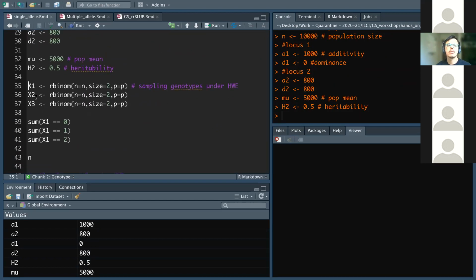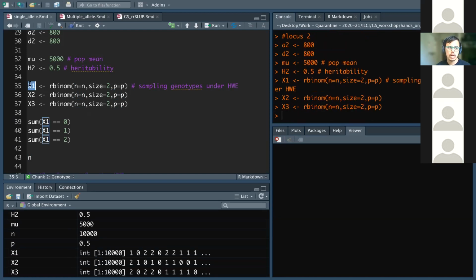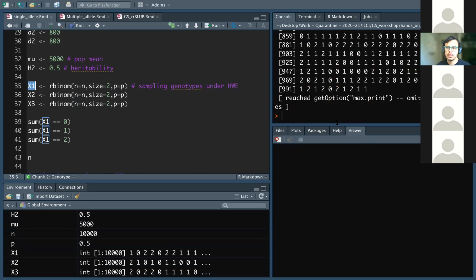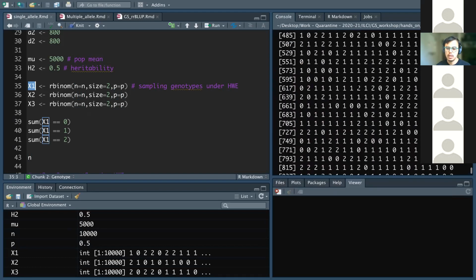And then we have to simulate that genotype. In the genotype, we are going to use this R-based function, which takes the number of lines, the population size, the number of data that we have in the population, and the probability p, that is the allele frequency. And if you run that, you are going to have the genotypes in your population.